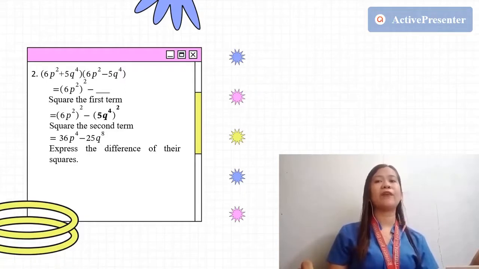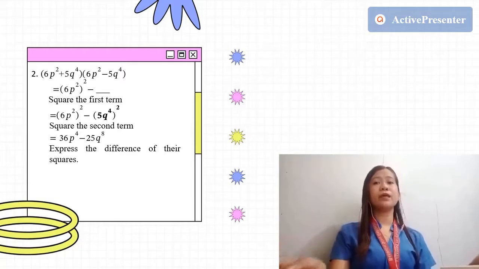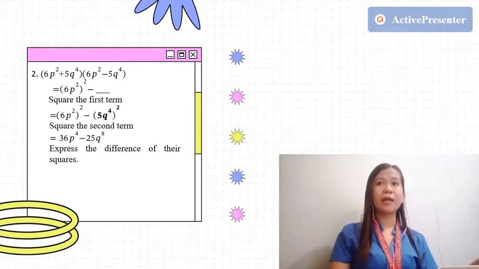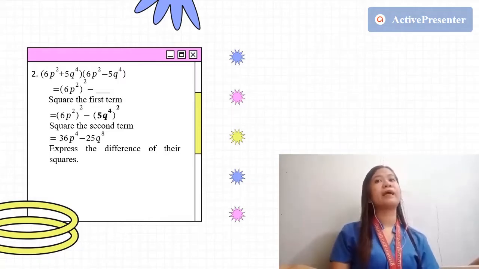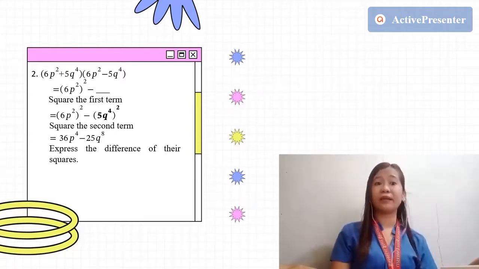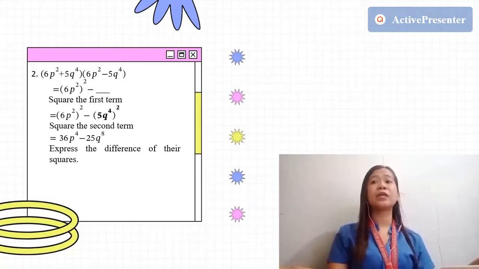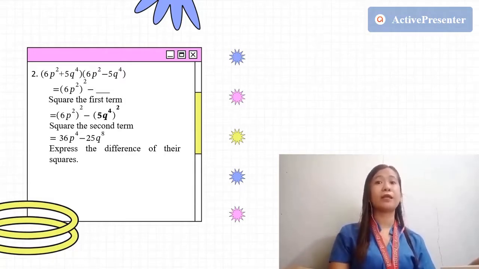The next one, we have the square of the second term. So our second term again is 5q raised to the 4th power. Okay? So 5 squared is equal to 25. Then q raised to the 4th power squared. So multiply the exponent. So 4 times 2 is equal to 8. Therefore, we have 25q raised to the 8th power. Then express the difference of their squares. So we have the final answer, 36p raised to the 4th power minus 25q raised to the 8th power.